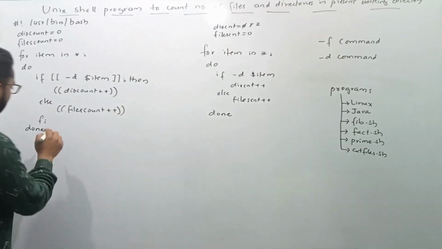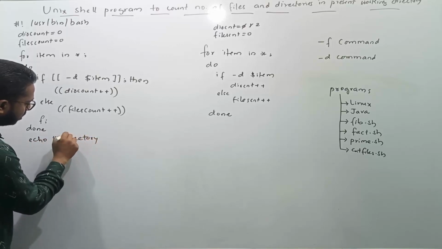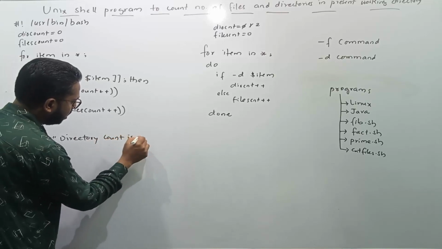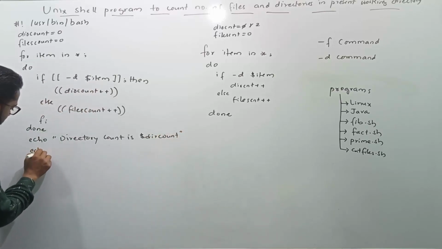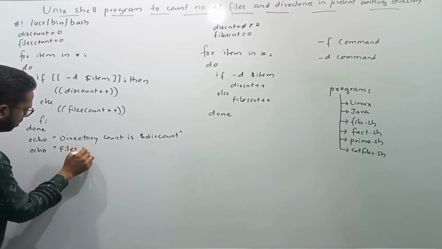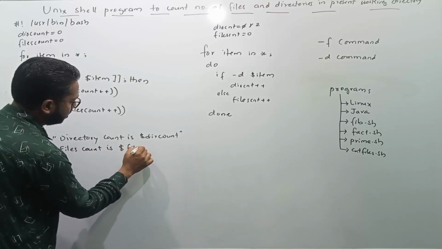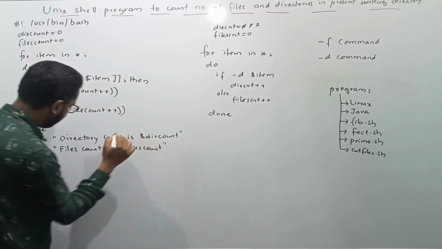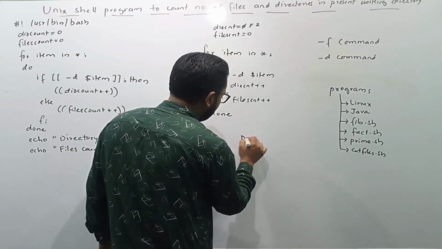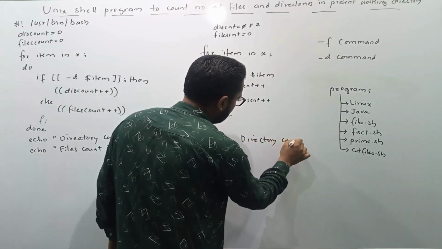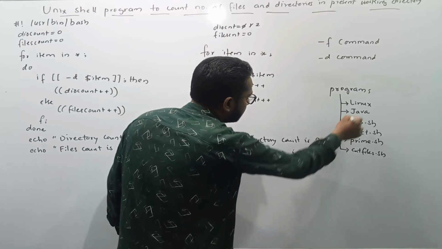Now at the end we need to print the count. Echo directory count is $dir count, echo files count is $files count. Okay, so these two variables will be giving us the output: directory count is 2, files count is 4.